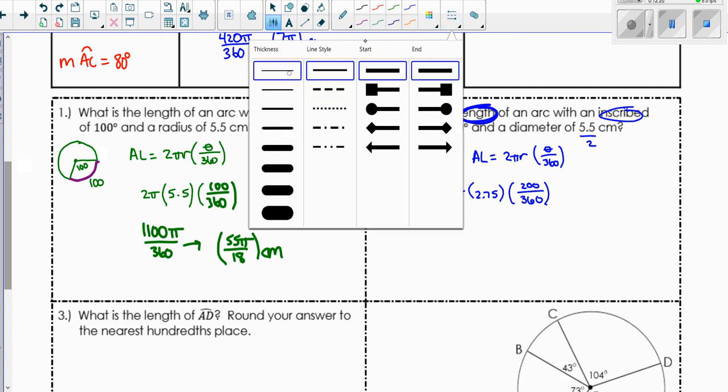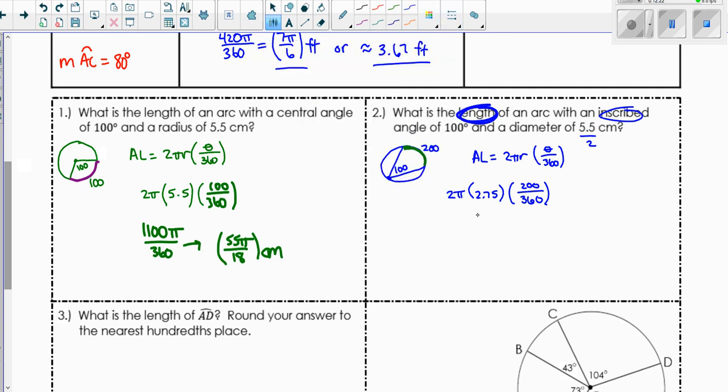Okay, all right, so this one I'm going to give an exact answer as well. So I would do 2 times 2.75 times 200, which also gives me 1100 out of 360. There's a pi up here. And that was the same thing that I got before. So I know that that's going to simplify to 55 pi out of 18, and then centimeters as well.